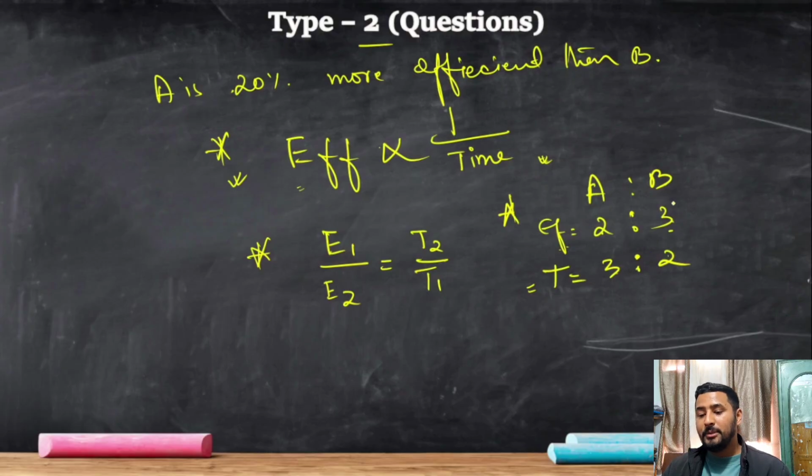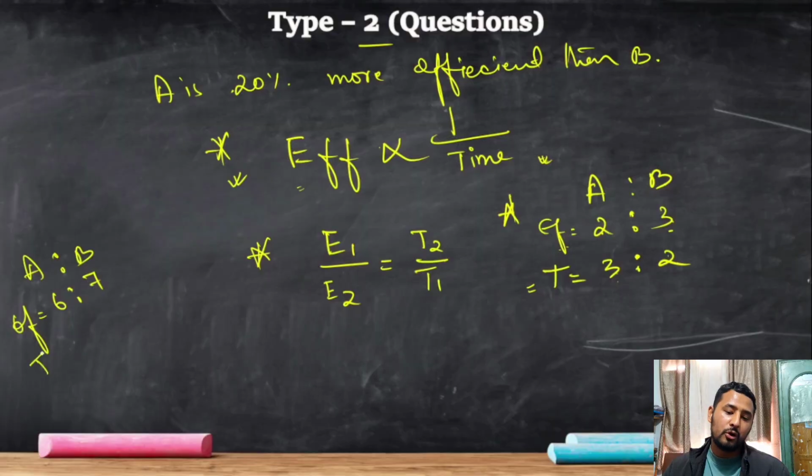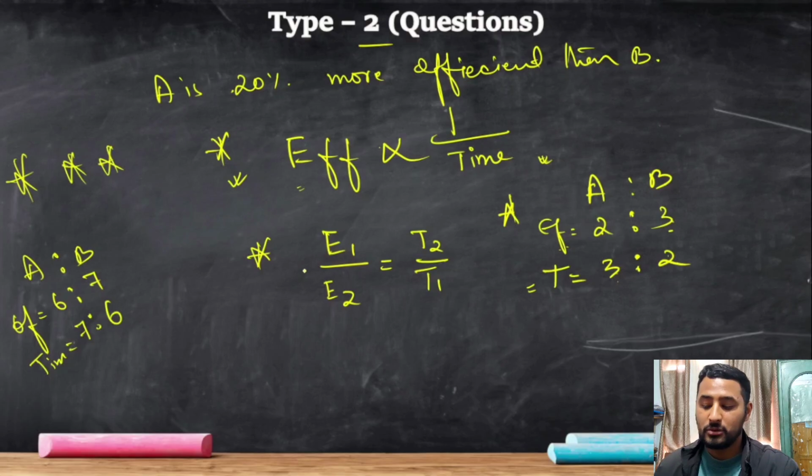Time of A will be 3, then B will be 2. One more, if the efficiency of A and B is given, say 6:7, then for time you should already know that it will be 7:6. Okay, very important concept. You should remember, to get the time if efficiency is given, you should get the time like this.